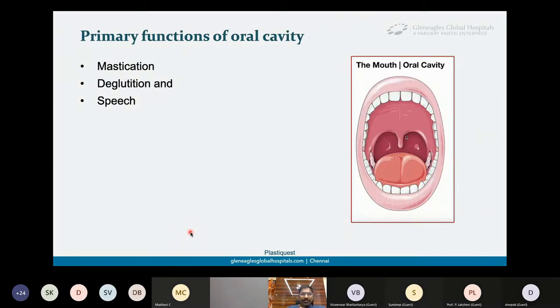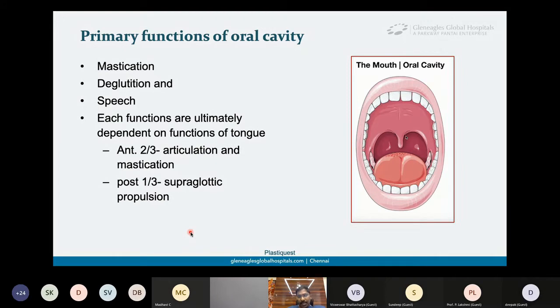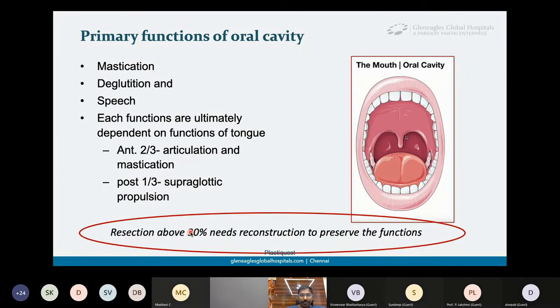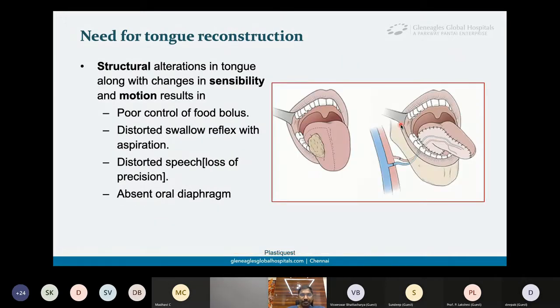So coming to the primary functions of the oral cavity, they are mastication, deglutition, and speech. If you see, the tongue has a role in all these functions. So it's mandatory to reconstruct the tongue first. The anterior 2/3 of the tongue is helpful in articulation and mastication, and the posterior 1/3 is the supraglottic propulsion. I think this is the one for which we need a mound. That is because of this supraglottic propulsion. And any resection above 30% needs reconstruction. 30%, or usually we say 1/3 of the tongue, needs a reconstruction.